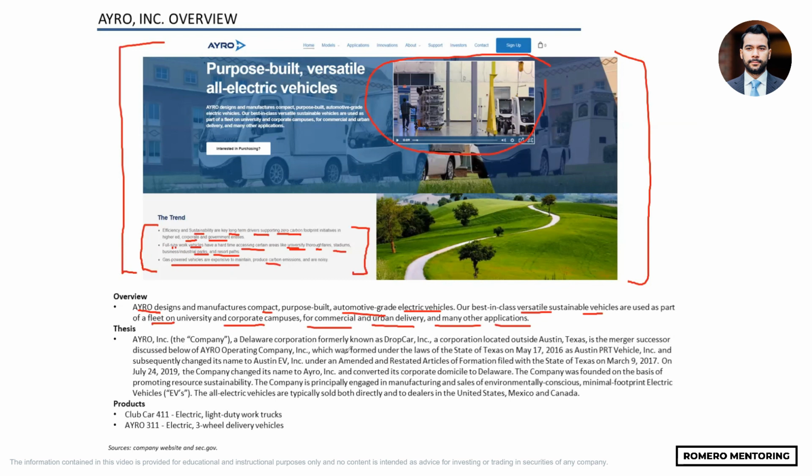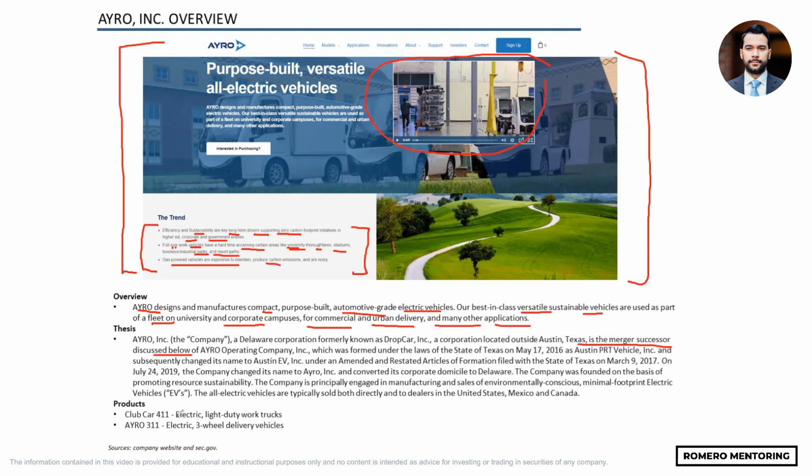Now, Ayro came about through a successful merger. You see right here is a merger successor discussed below. This is actually coming directly from the company's SEC filing. So you could go to the 10K or the 10Q and learn a little bit more about their merger and how the company came to be.